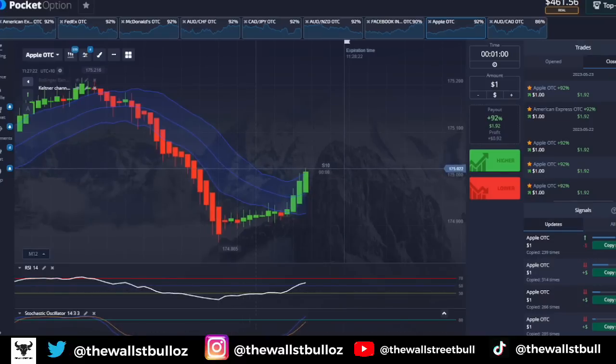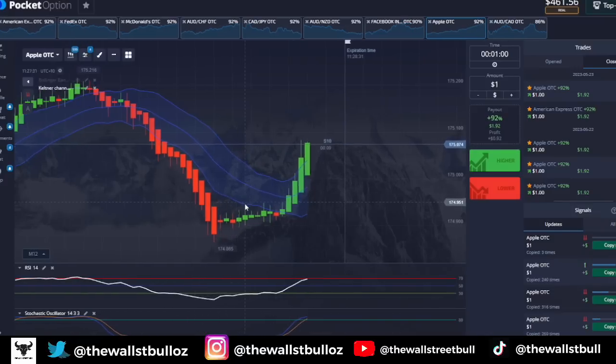So that is the pattern I'm looking for, like I just showed you. When the stochastic oscillator is below that 20 line, you're going to put a minute trade in. You're going to wait it out, and hopefully, fingers crossed, it works.